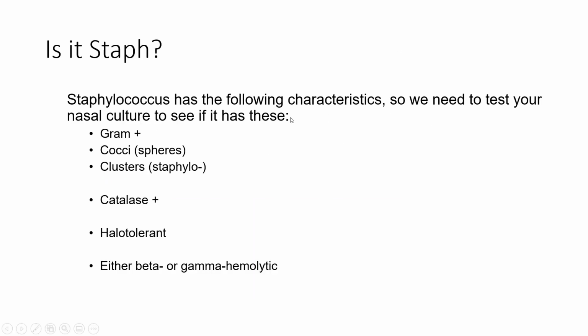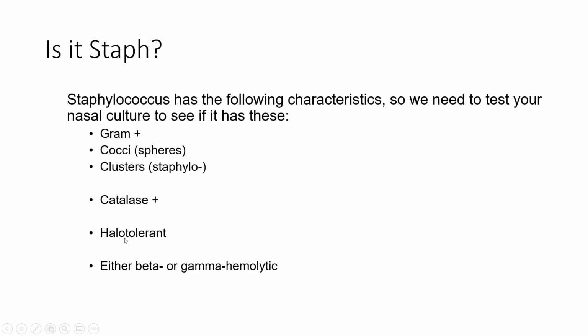And then what we're looking for, staph has these characteristics. So staph would be gram-positive. They are cocci, and they are in clusters. And so we would be looking for those things. Also, staph is catalase positive. I'll be explaining what that is.